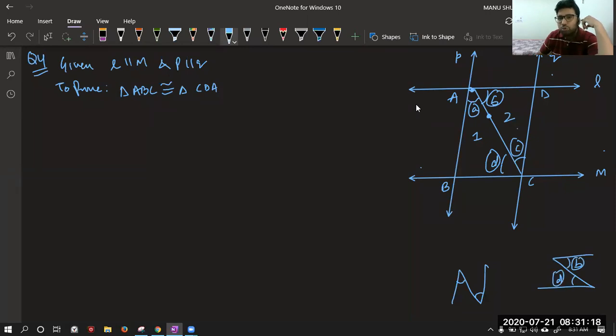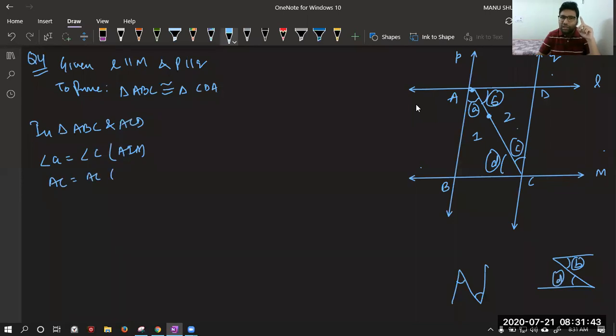What do you say, all of you? Is it okay? Okay, so we are right. Let's start. We will go with this in triangle ABC and ACD. First thing is angle A is equal to angle C because alternate interior angles. Second thing is AC equal to AC because common. And third thing is angle D equal to angle B because alternate interior angles.